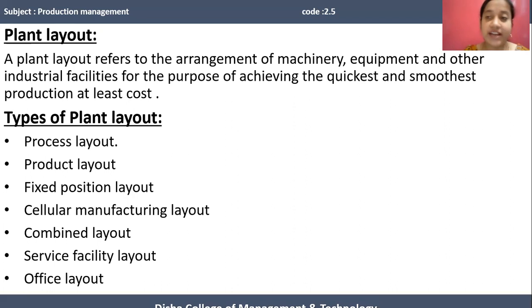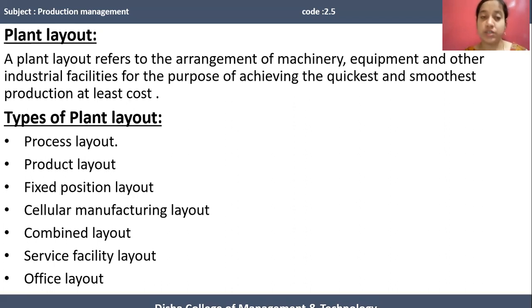So there are different types of plant layout, that is process layout, product layout, fixed position layout, cellular manufacturing layout, combined layout, service facility layout and office layout. So first one is the process layout.